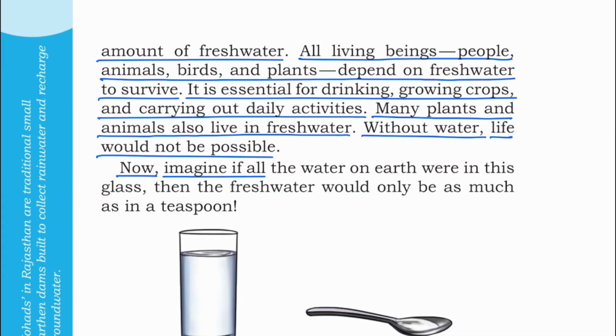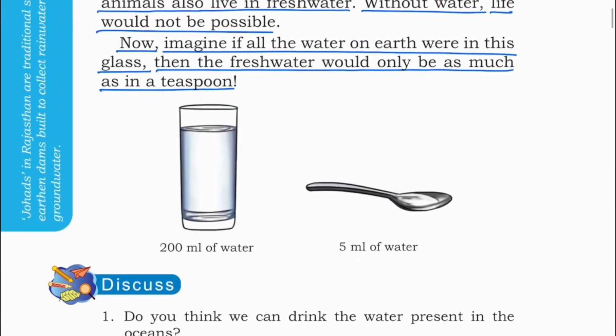Now, imagine if all the water on earth were in this glass. Then the fresh water would only be as much as in a teaspoon. 200 ml of water, 5 ml of water. This represents the total water that is present on earth, and this represents fresh water.